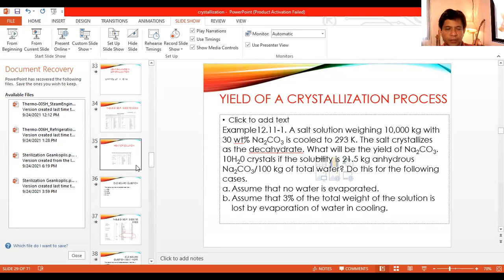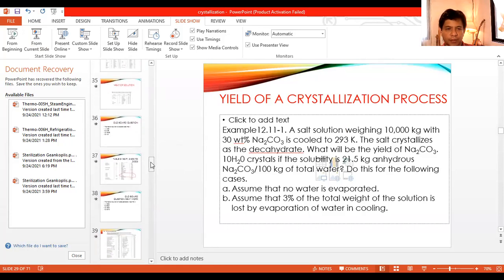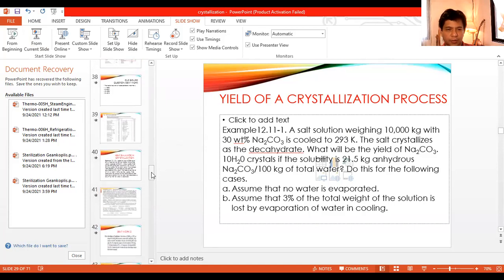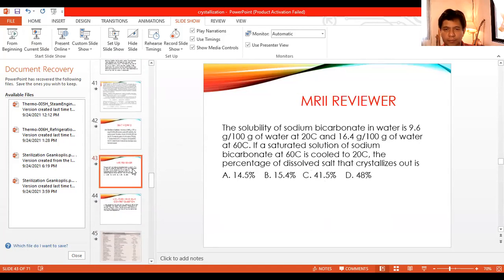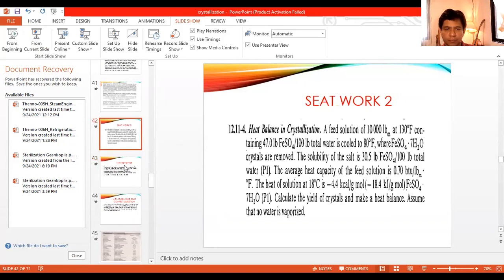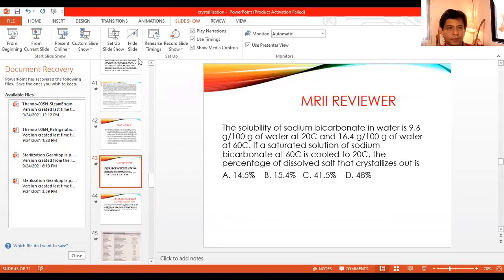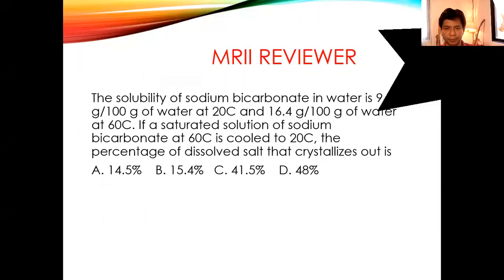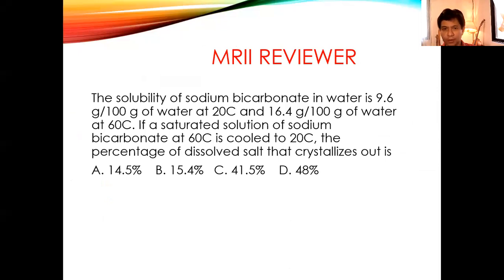So we're done with calculation of yield and calculation of heat in crystallization. Now, the various problems in crystallization. There are many varieties of problems in crystallization, so we try to solve them. Most of this is coming from the MRI reviewer. Who among you has the MRI reviewer?